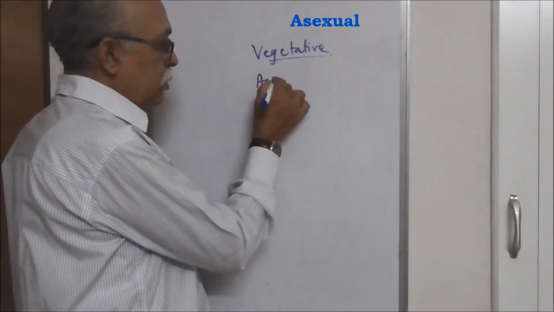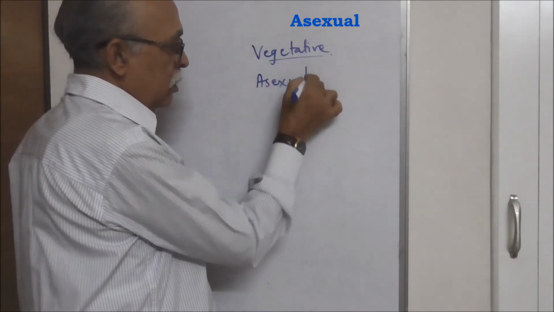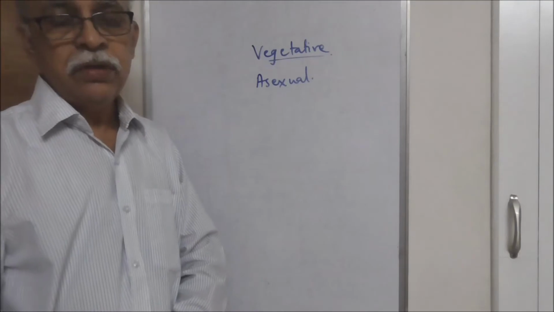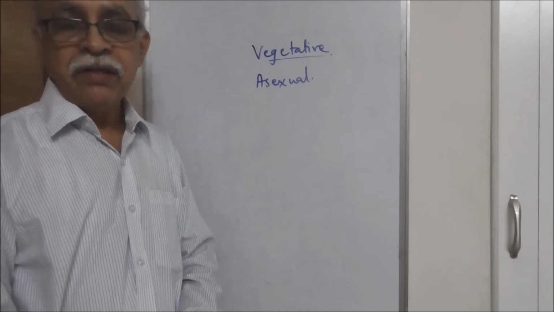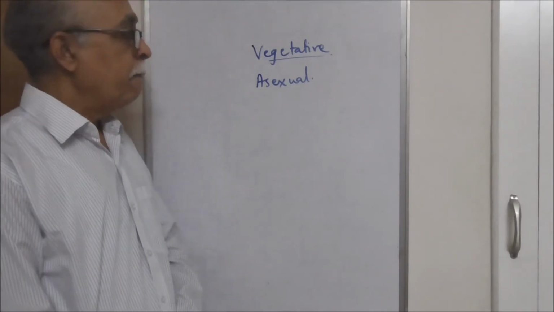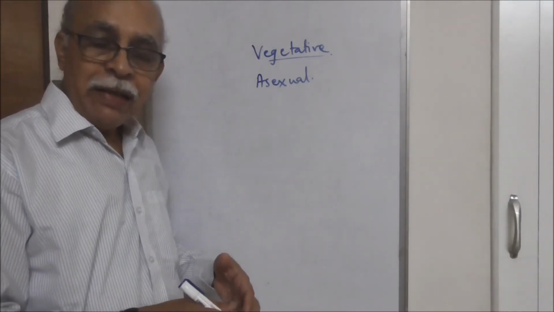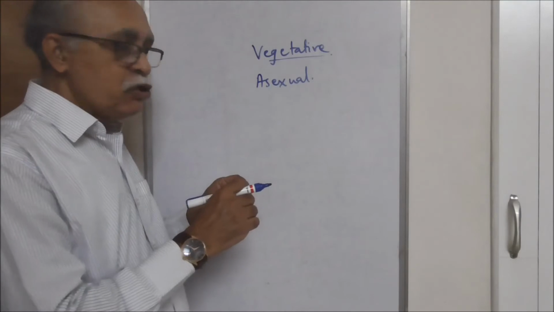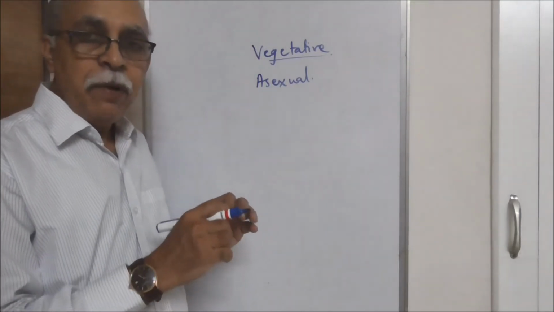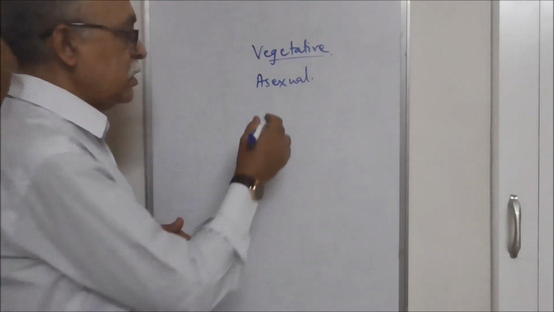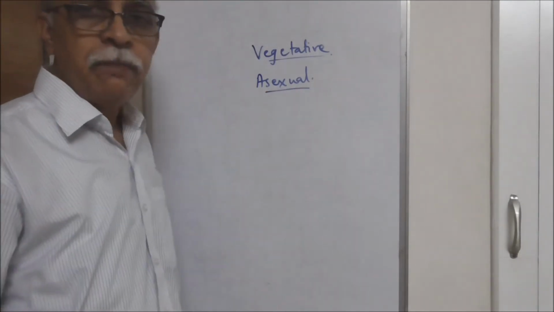Whereas in asexual reproduction, which again doesn't involve any gametic cells, any germ cells, one individual gives rise to another individual, but there are certain specialized structures or parts which are responsible for reproduction. That's called asexual reproduction.